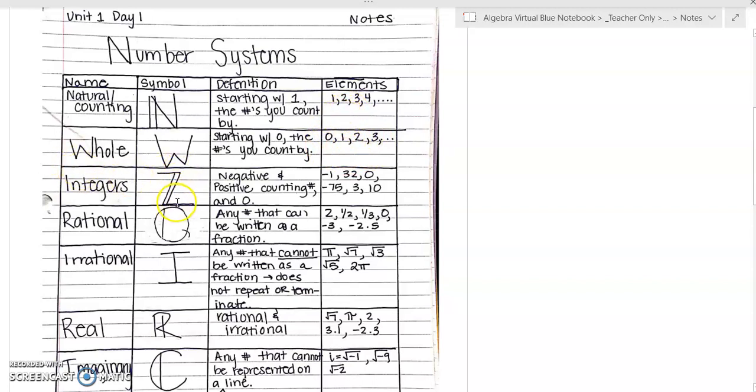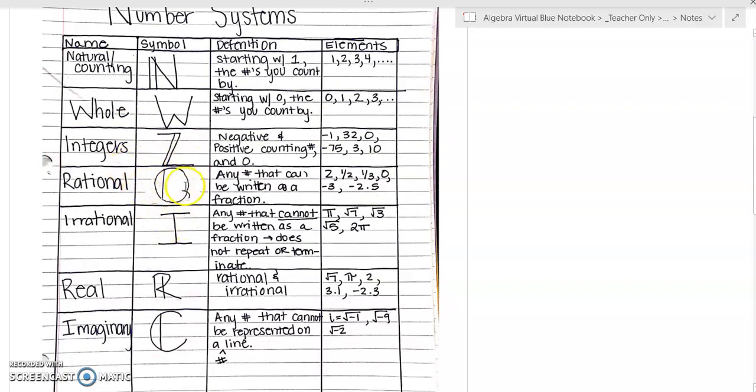Integers can be written with a Z, and it's got like the double line there. And these are negative and positive counting numbers and 0. So that means it's all the negative numbers, -3, -4, -5, -6, 0, and then all the positive numbers. But they're only the whole ones. They're not decimals or anything like that.